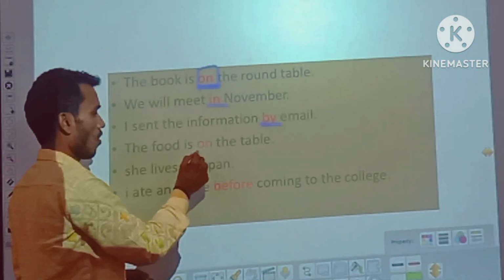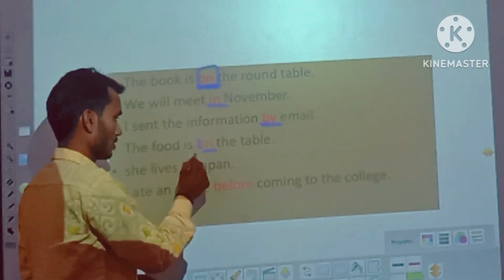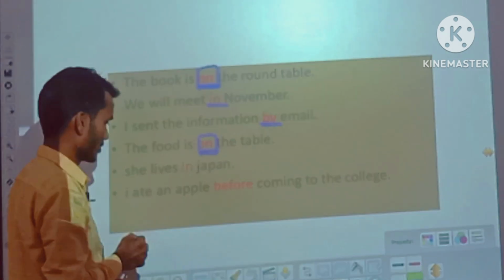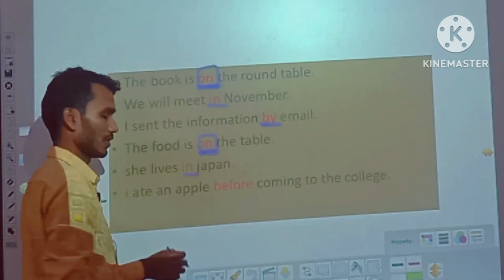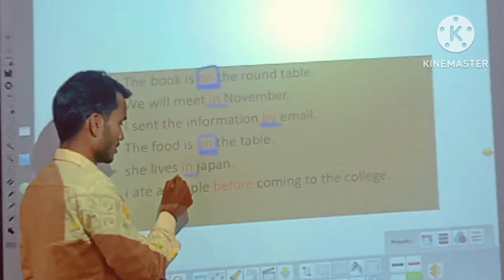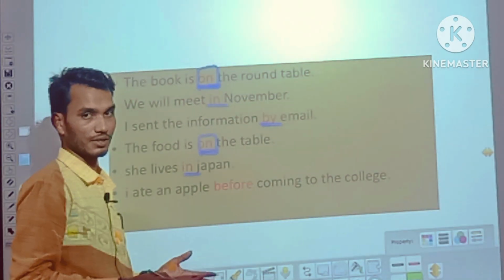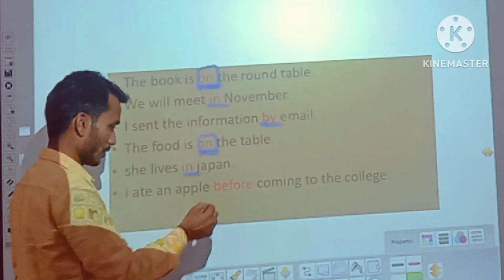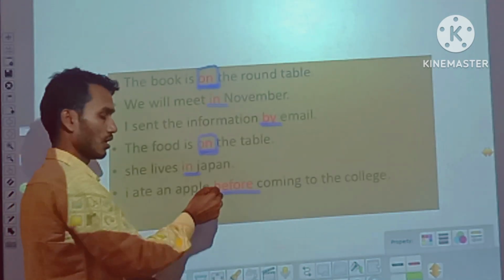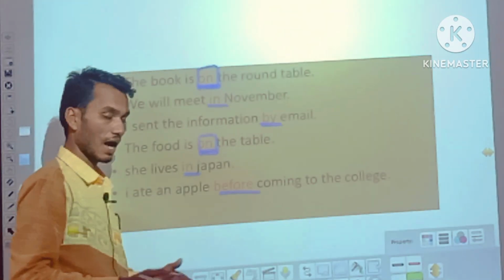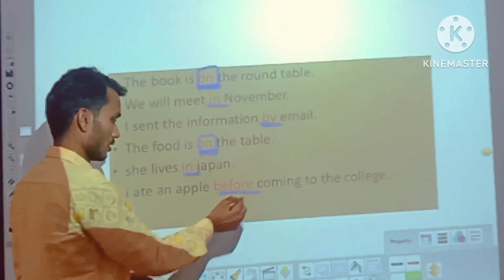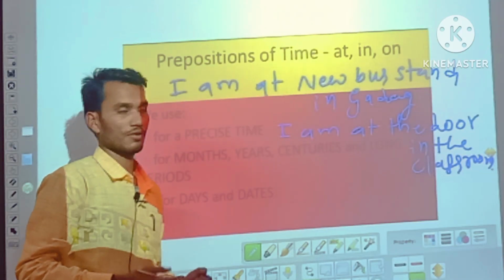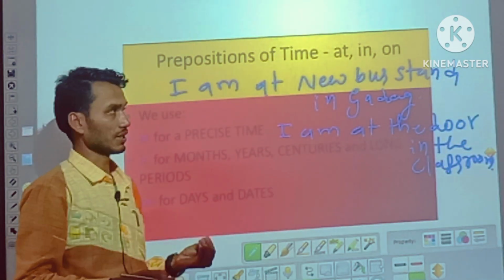Then, the food is on the table. Here, on is a preposition. She lives in Japan. Where does she live? She lives in Japan. Here, in is a preposition. I ate an apple before coming to college. Before coming to college, I ate an apple. Here, before is a preposition. So, prepositions of time: here, at, in, on.